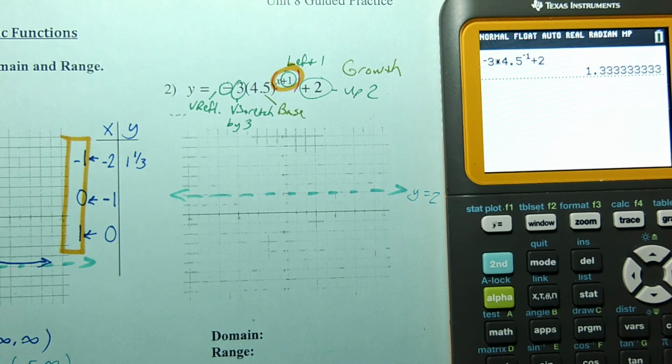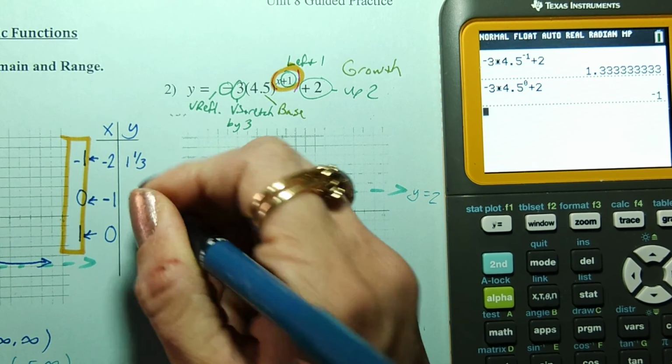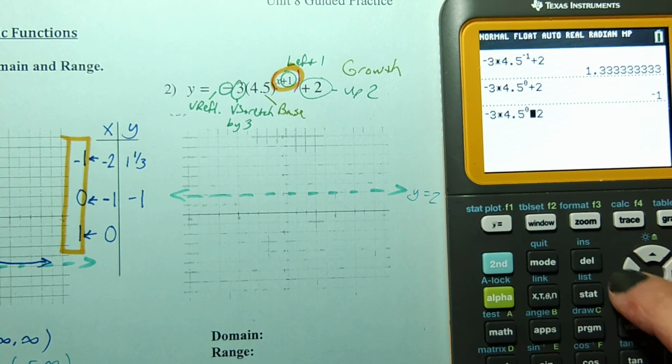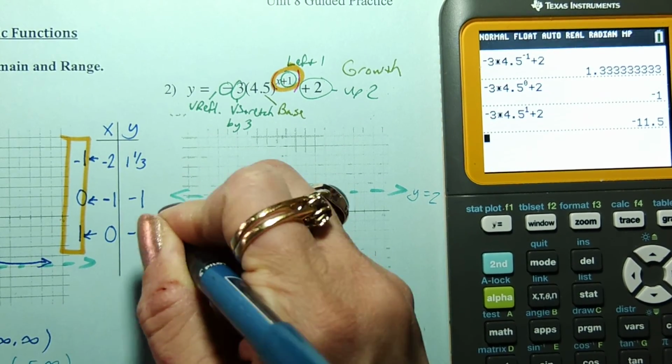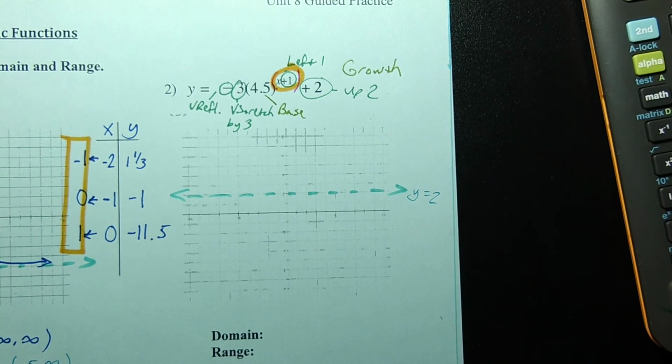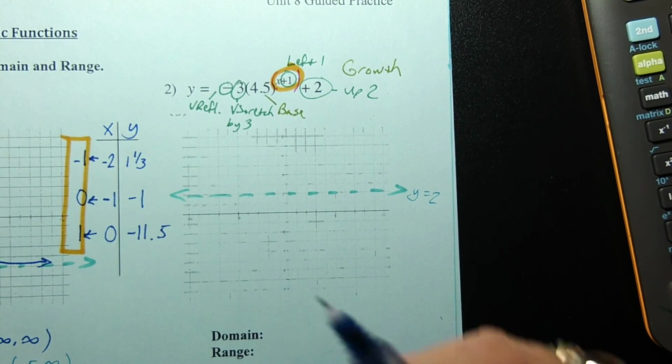Do you guys remember the shortcut for copy pasting on your calculator? Second, enter. Now I'm going to replace that -1 with a 0. And I get -1. Now we're going to replace it with 1. I get -11.5. Not great as far as points go.